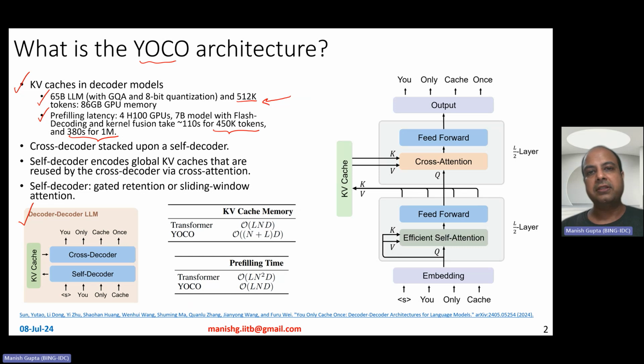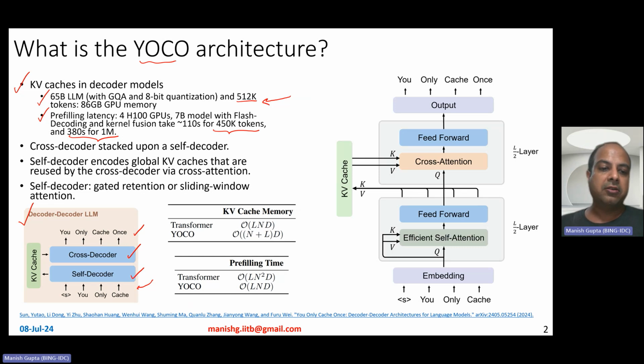Okay. So how does the YOCO architecture look? Well, it is a decoder-decoder LLM. So it's more like the encoder-decoder LLM, where the encoder is also a decoder in that sense. Of course, you pass the input, the shifted outputs here, and essentially you generate the final outputs at the top layer. So you have a cross decoder here. This cross decoder is very similar to the decoder in an encoder-decoder network. But then rather than the encoder, what you have is something called the self decoder.